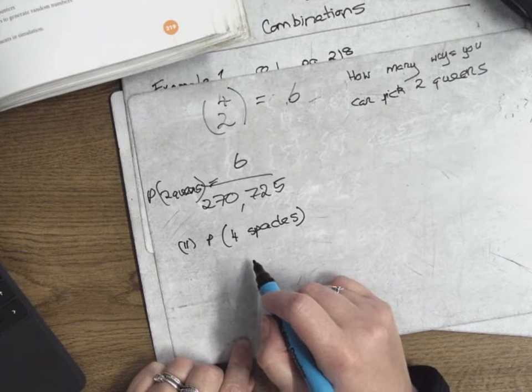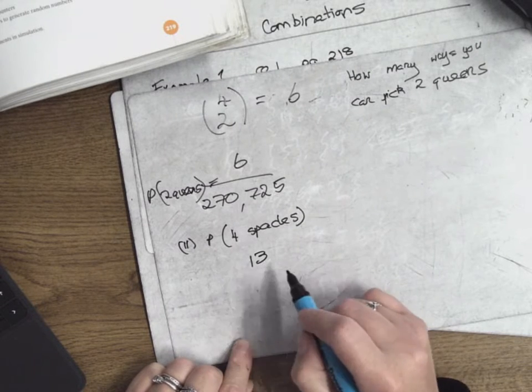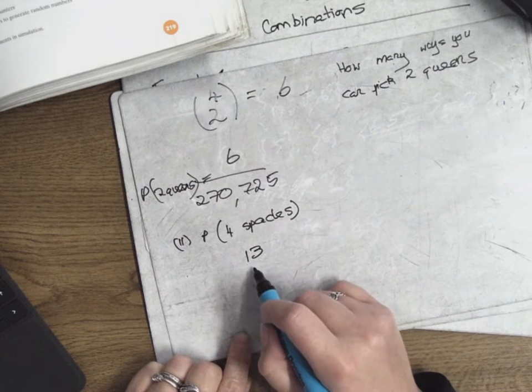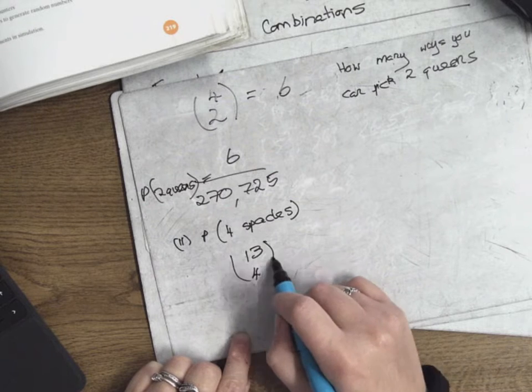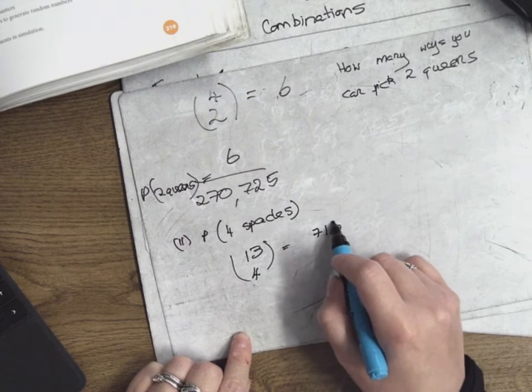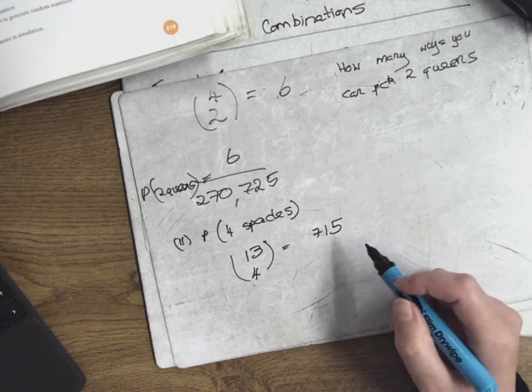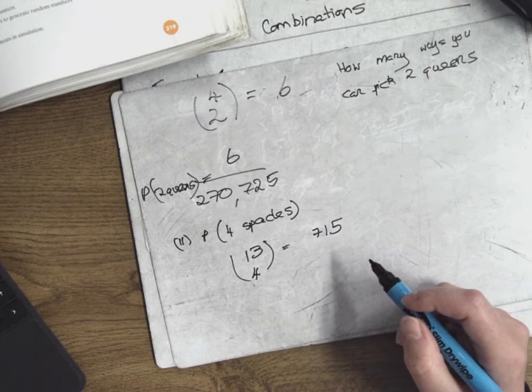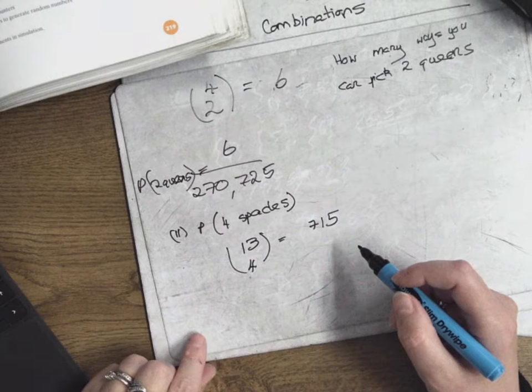Spades, how many spades? There's 13 of them, isn't there? And how many do you want to choose? 4. So 13 choose 4 works out to be 715. Okay, into the calculator, the answer is in front of me, that's how I know the answer. Just in case you think I'm working them out in my head, I'm not.